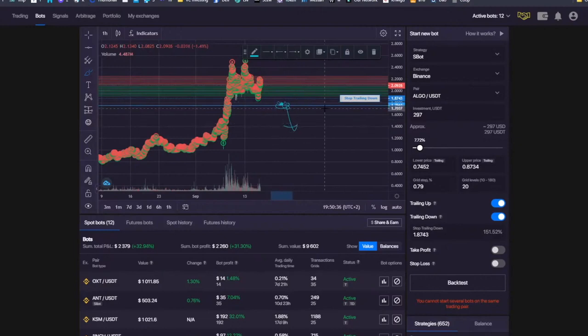So that's why having this stop loss in my automated bot, with the trailing up feature enabled, is like the ultimate combination you can have to maximize your returns and to minimize the loss. That's like the ultimate combination. Okay.